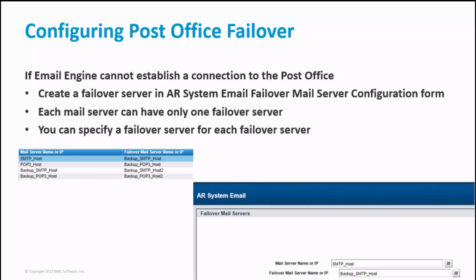I have another server that I've called backup SMTP host 2 that will be connected if my backup SMTP host isn't connectable. And the same with my POP3. I have a backup POP3 host 2 to connect to just in case my backup POP3 host doesn't work. So you can see how simple entries in this form can make it so that if you have any connection problems to your post office, you can set up alternatives pretty easily.